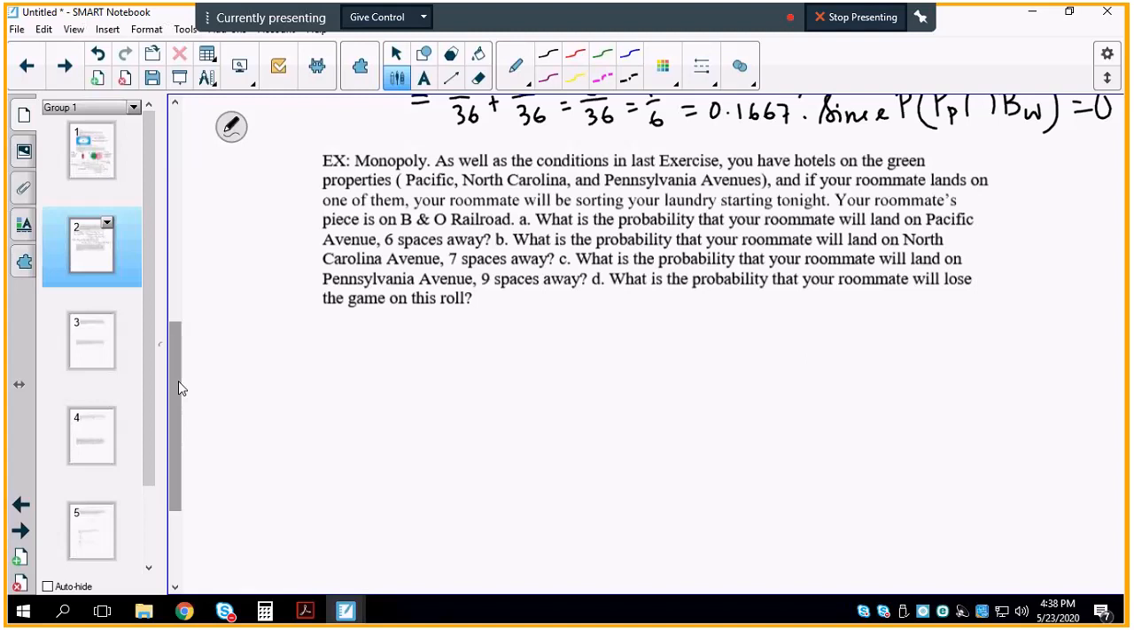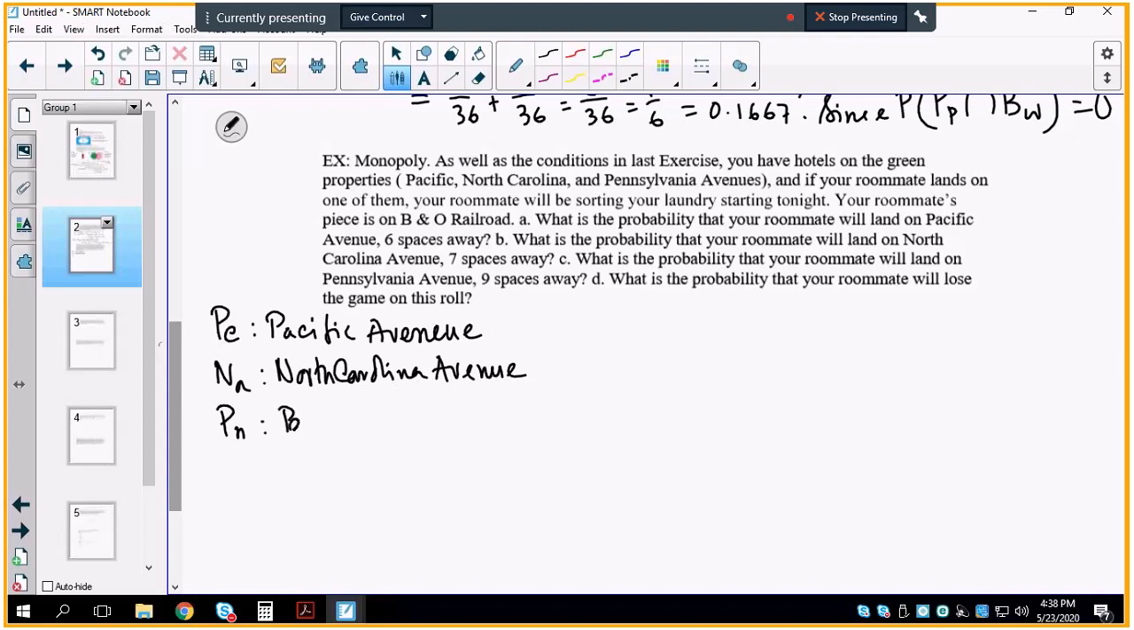So I'm going to first abbreviate them. So Pacific Avenue, let's call it PC. And then North Carolina Avenue, let's call it NA. And as I have said earlier, these are your choices. No one is going to tell you. Once you have selected these abbreviations, write it and do whichever way you want to. And finally, you have Pennsylvania Avenue. I will call it PN. And let's find out the probabilities.